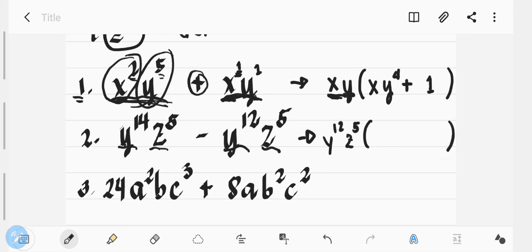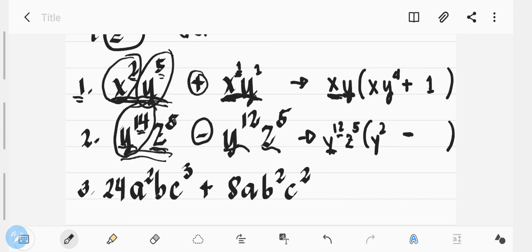So, next step, ikakopy na natin yung sign. So, minus. And then, i-divide natin per term. So, unahin muna natin ito. So, y to the 14 divided by y to the 12. So, copy natin yung variable na y. And then, pagka-copy natin yung variable na y, tingnan natin yung exponent. So, we have 14 at saka 12. So, 14 minus 12, we get 2. Diba? And then, next, we have z.